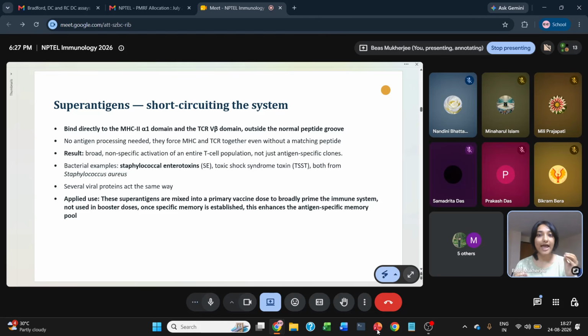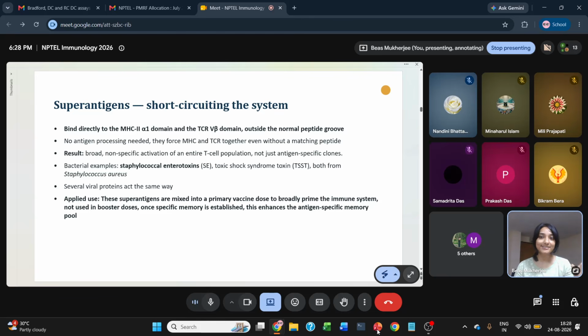These are some examples, and the property of these toxins is that they bind directly to the MHC alpha 1 domain and the TCR V beta domain, outside the normal peptide groove. So no antigen processing is needed, and they force the MHC and TCR together even without a matching peptide. That is the property of these superantigens. The result is broad non-specific activation of an entire T cell population, and not just antigen-specific clones. Several viral proteins can also act in this way.